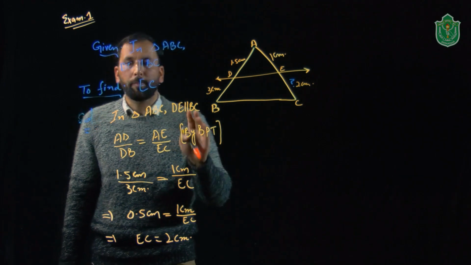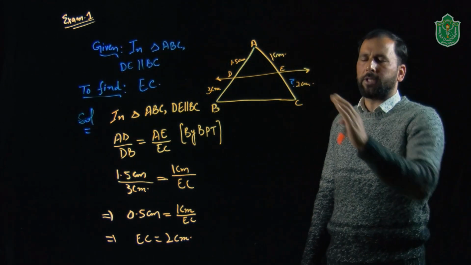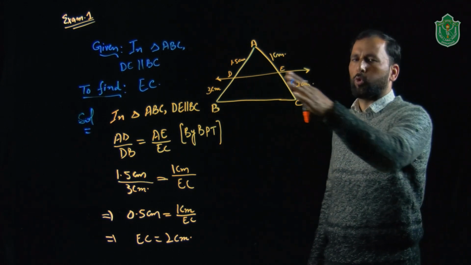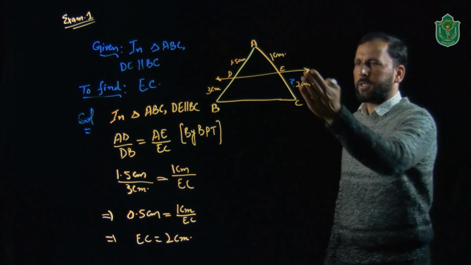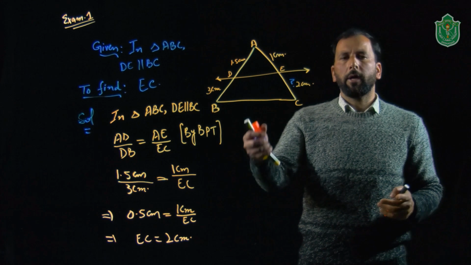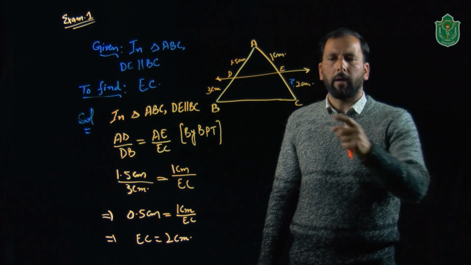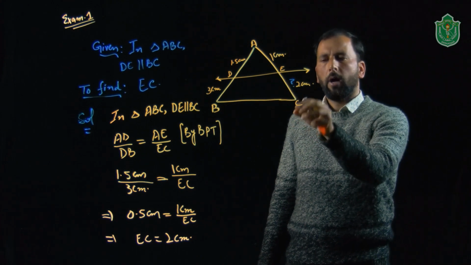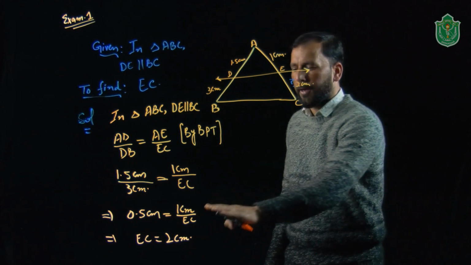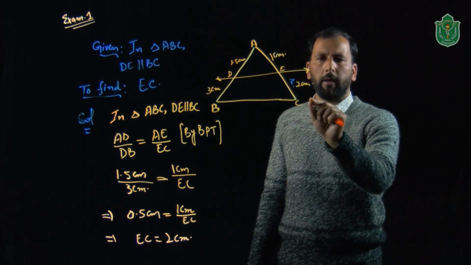So here we use the basic proportionality theorem. Why? We have a given triangle ABC and one line DE is parallel. It intersects the two sides at 2 points, and there are some segments given, that is AD 1.5, BD 3 centimeter, AE 1 centimeter, and we have to find the segment EC. By using the basic proportionality theorem here, we find the length EC is equal to 2 centimeter.